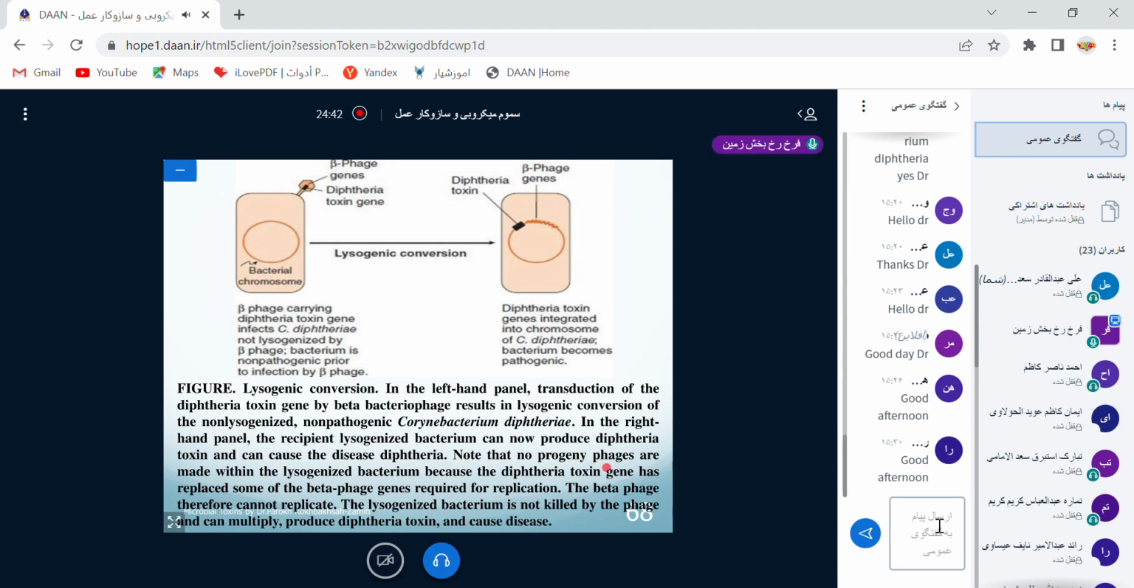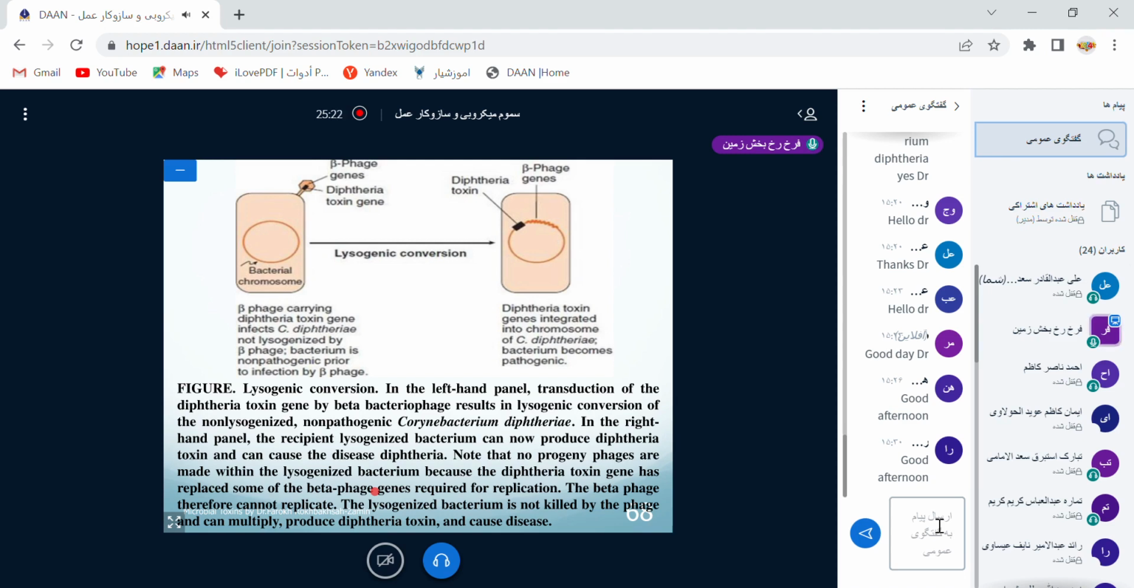Note that no progeny phages are made within the lysogenized bacterium because the diphtheria toxin gene has replaced some of the beta phage genes required for replication. The beta phage therefore cannot replicate. The lysogenized bacterium is not killed by the phage and can multiply, produce diphtheria toxin, and cause disease.